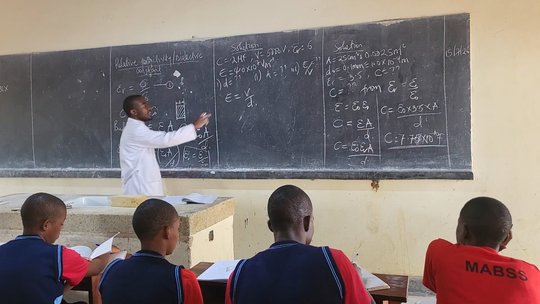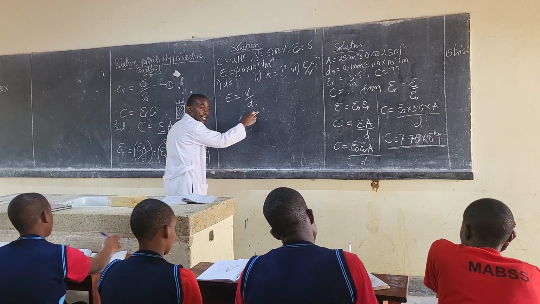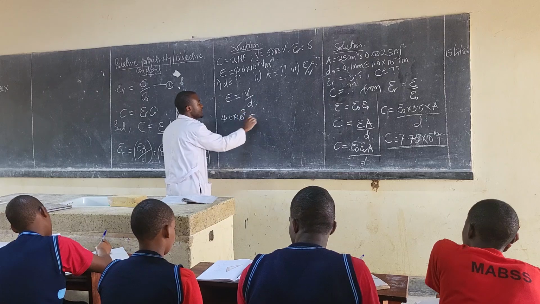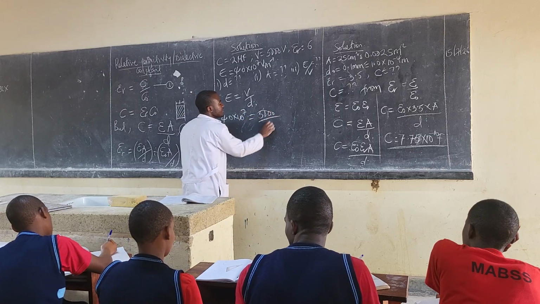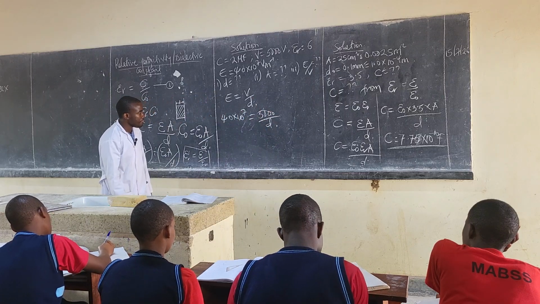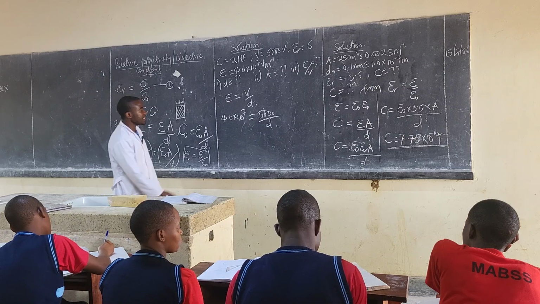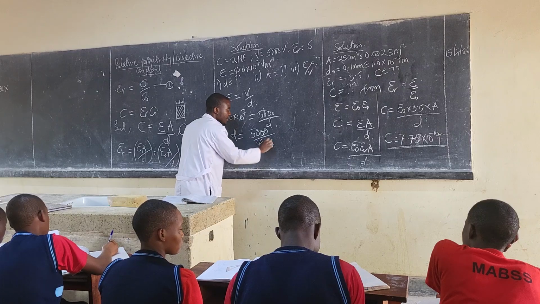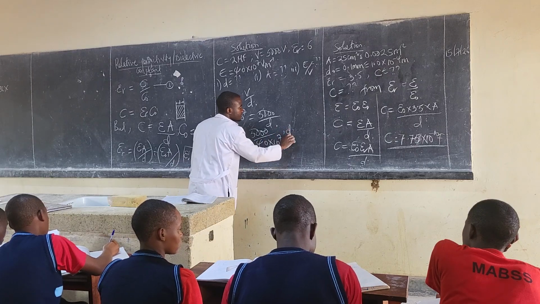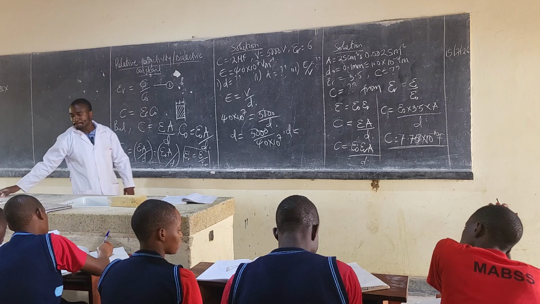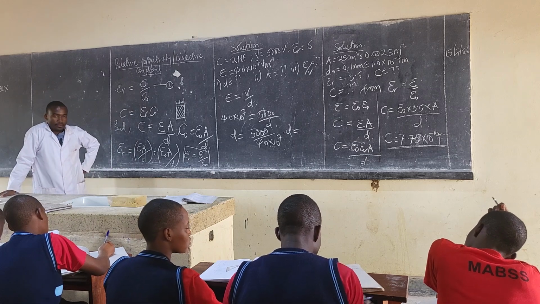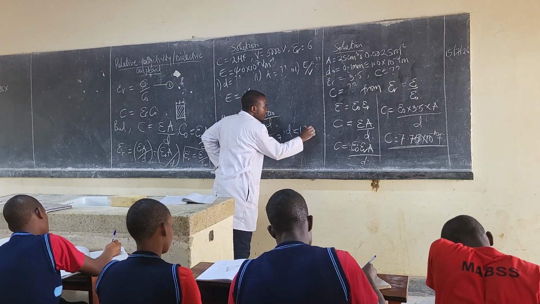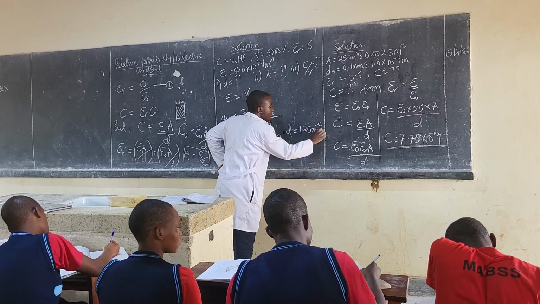So having E, having V, can't we find D? So we shall have 4 exponent 7 equals 5,000 divided by D. My audience can convince themselves that D is going to be 5,000 divided by 4 exponent 7. What do you have if you compute it? 1.25 exponent negative 4 meters.